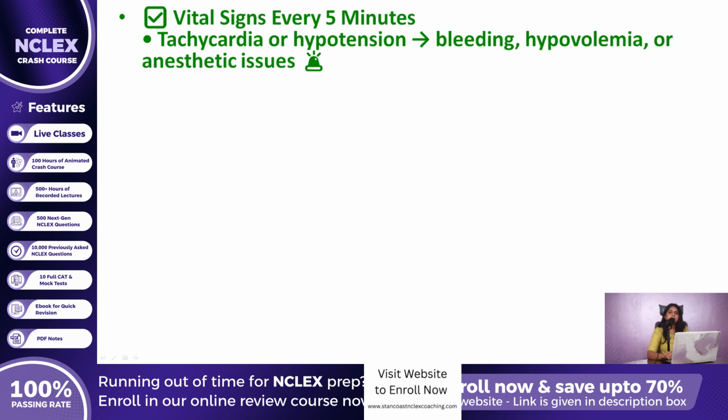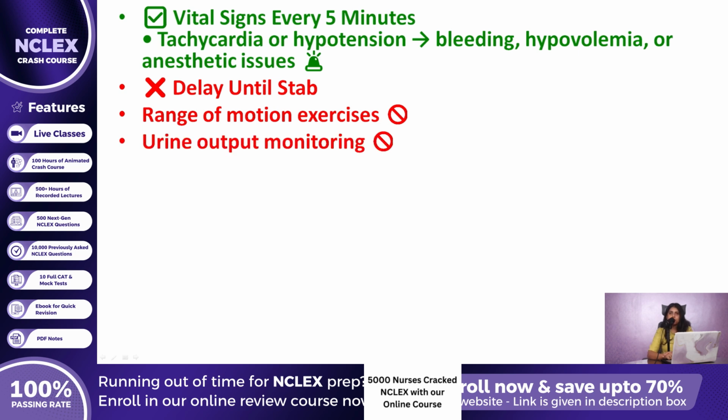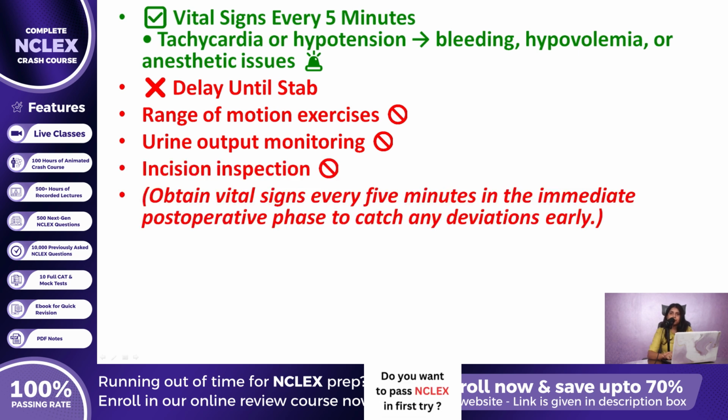Tachycardia or hypotension may signal bleeding, hypovolemia, or anesthetic complications requiring prompt intervention, whereas range of motion exercises are contraindicated until stability is confirmed. Urine output monitoring follows once basic stability is ensured. An incision inspection, while important, lags behind vital signs in urgency. Obtain vital signs every 5 minutes in the immediate postoperative phase to catch any deviations early.